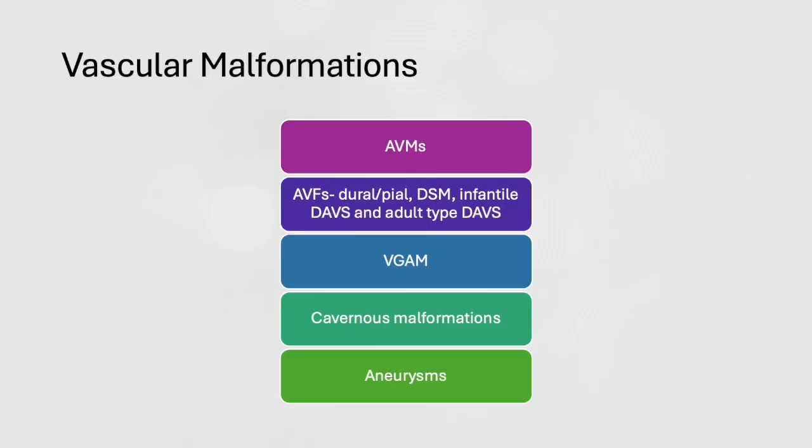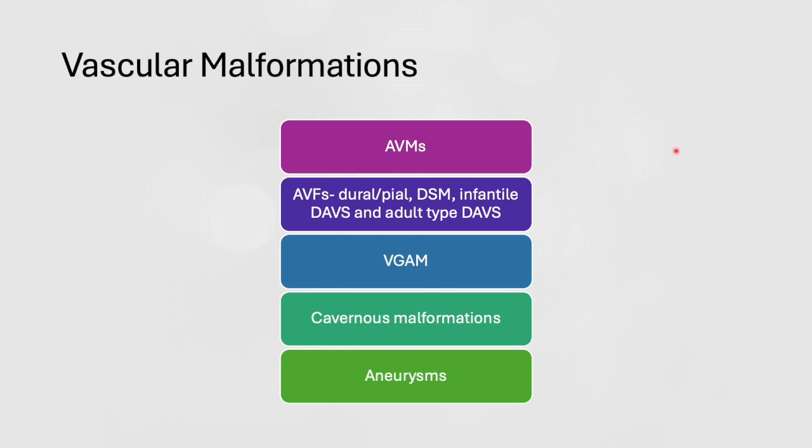So what are the different types of vascular malformations that we know of? There are AVMs, AVFs, which can be dural or PL, DSMs, which are dural sinus malformations, VGAMs, or abnormal connections of the median prosencephalic vein with the arterial system, cavernous malformations, and aneurysms. So AVMs are essentially abnormal connections between arteries and veins. You have an abnormal nidus of dysplastic vessels. If you have intranidal aneurysms or if there is venous stenosis, there is a higher risk of bleeding of the AVM.